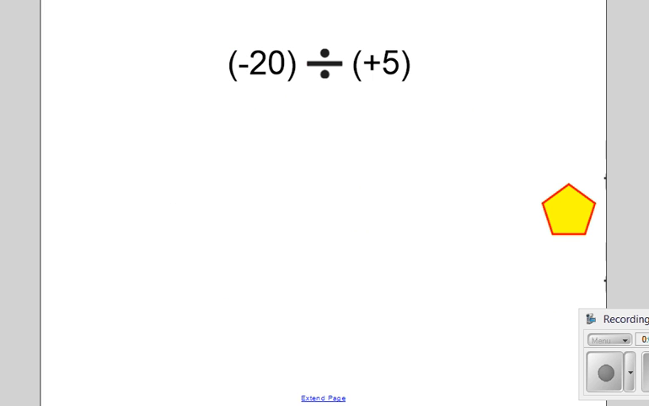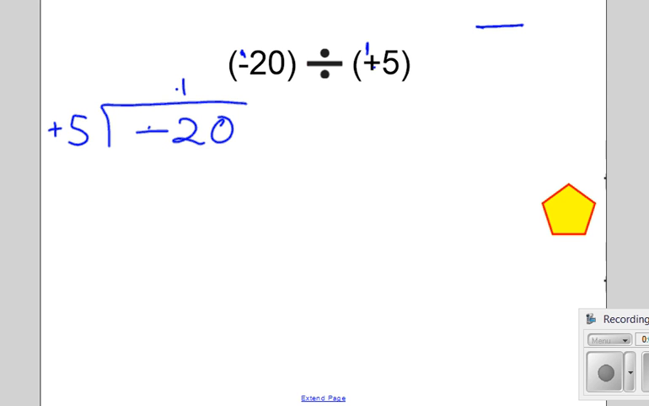All right, so what's going on here? If I start with a -20, opposite symbols means we're going to come away with a negative answer. So -20 divided by +5 is going to give us an answer of 4, and it's going to be negative, as we look at this idea.